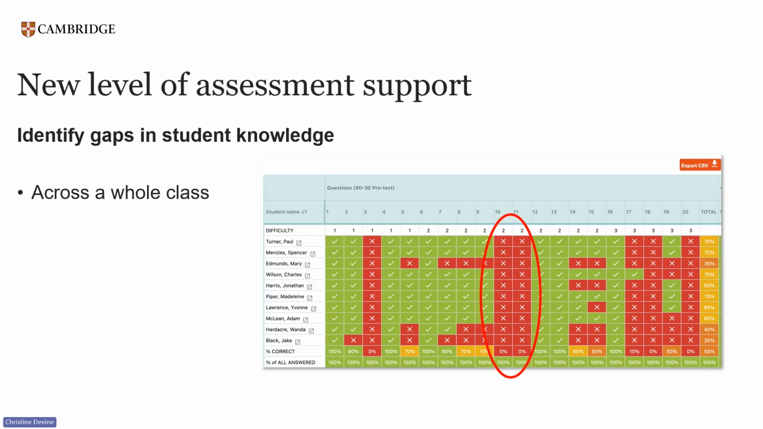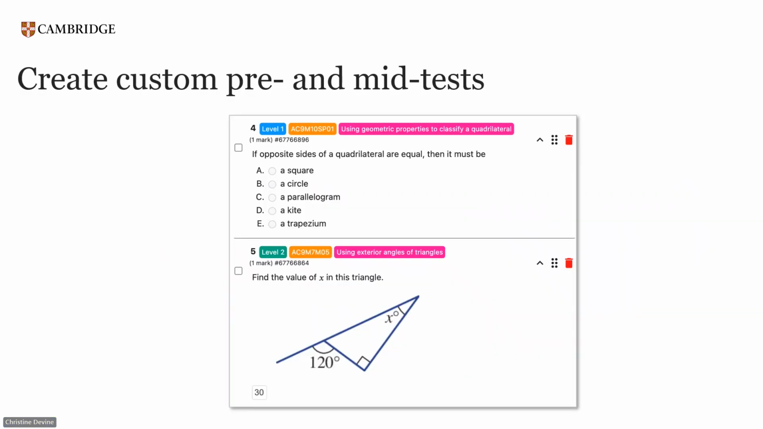So it's a new level of assessment. You can use the diagnostic assessment and reporting tool to identify gaps in student knowledge across one student or the whole class. You can see there, you can see individual students or the whole class if they're struggling. So what can you do?